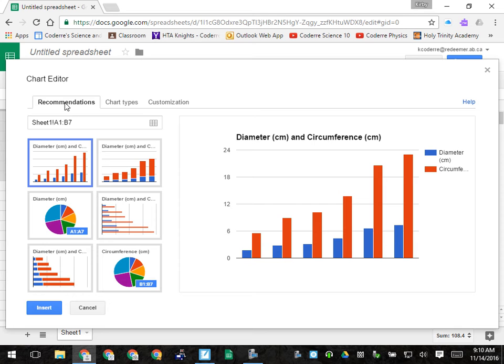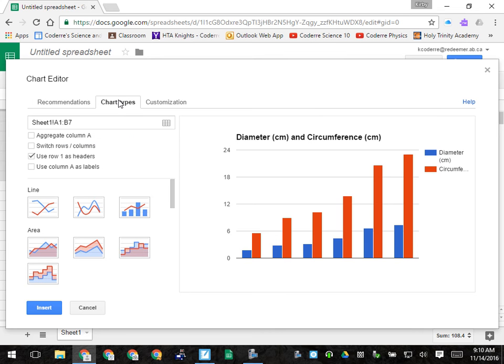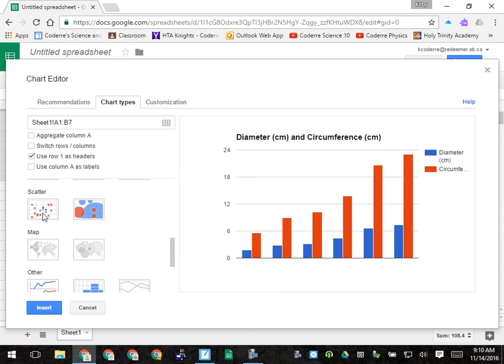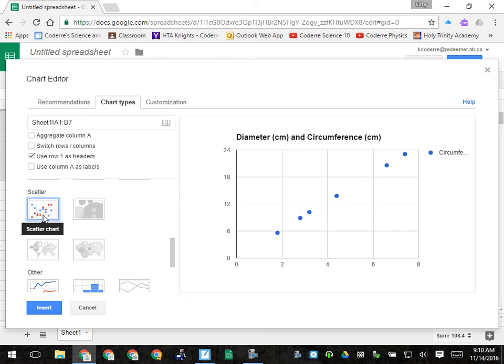It never recommends the right thing. At least in my experience, it has never recommended the right graph type. So I'm going to go over here to Chart Types, which is the next one over, right here. And then I'm going to scroll down until I get to Scatter, XY Scatter, right here. Click on that, and it spits out a scatter chart, which is exactly what I was looking for.